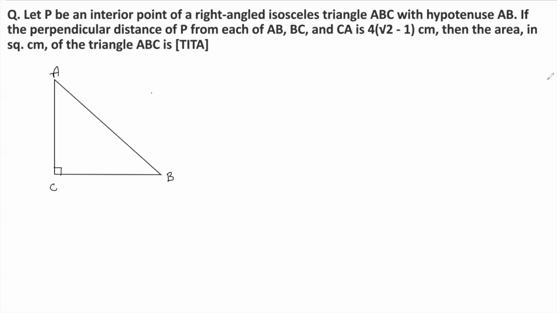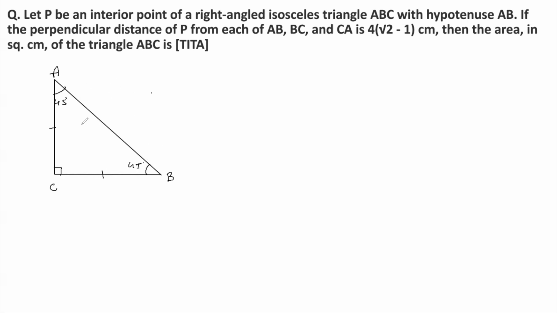So the question tells us, let P be an interior point of a right-angled isosceles triangle ABC with hypotenuse AB. A right-angled isosceles triangle has AC equal to BC and the base angles as 45 degrees each. Needless to say, this angle will be 90 degrees. That's how we have a right-angled isosceles triangle.